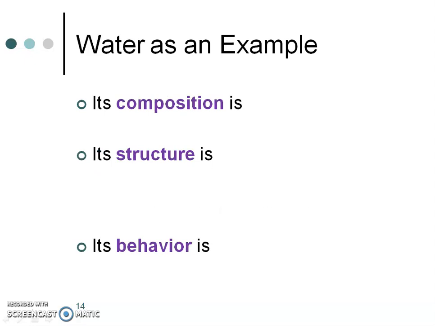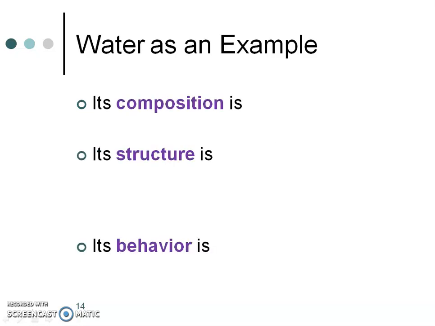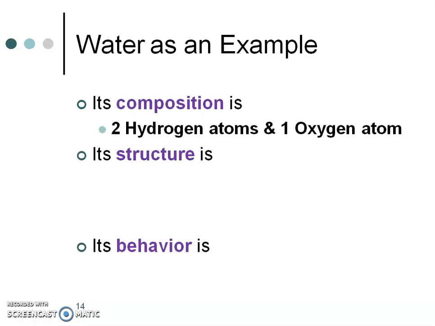So let's look at water as an example. Can you come up with its composition, its structure, and its behavior? Just think about that. Pause the video and think about how you're going to say what it's made of, composition, how water is put together, that would be the structure, and how it interacts with other things. So did you come up with its composition being 2 hydrogen atoms and 1 oxygen atom? It's the composition, it's what it's made of. So now is the structure.